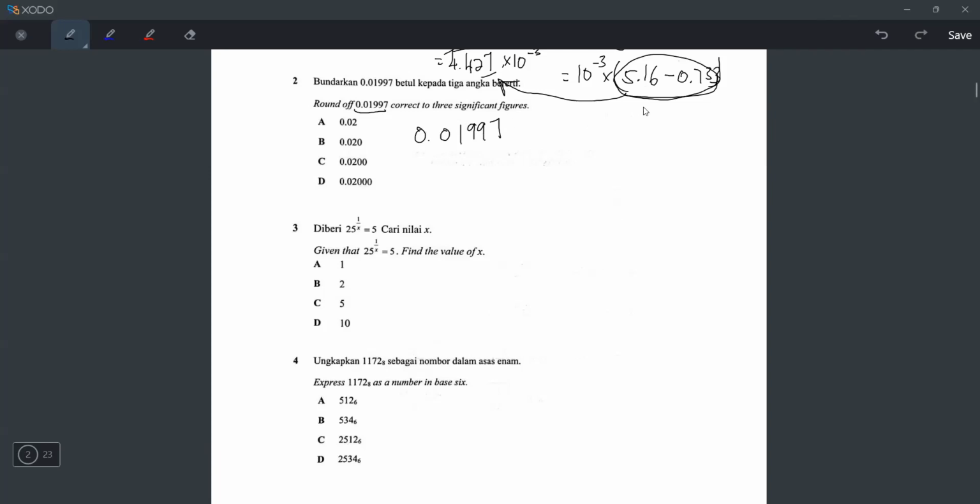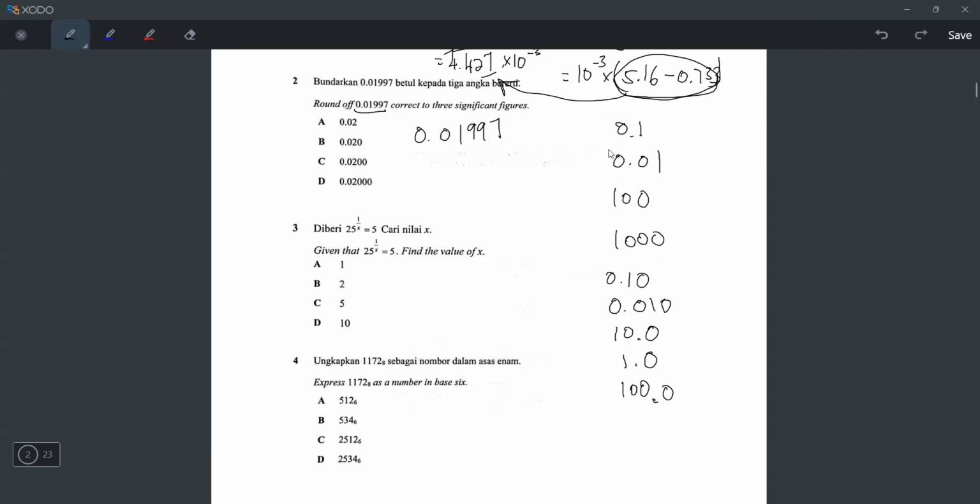0.01997. Okay, let's learn how to count significant figures. So we have 0.1, 0.01, 100, 1000, 0.10, 0.010, and we have 10.0, 1.0, and 100.0. Okay, let's learn how to count significant figures.